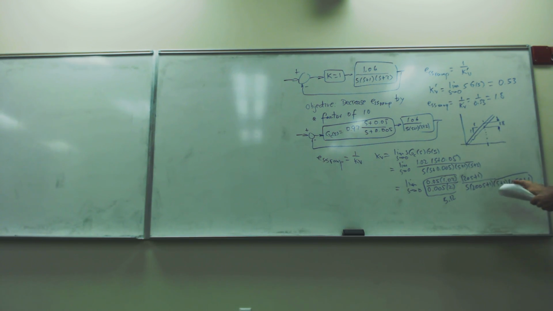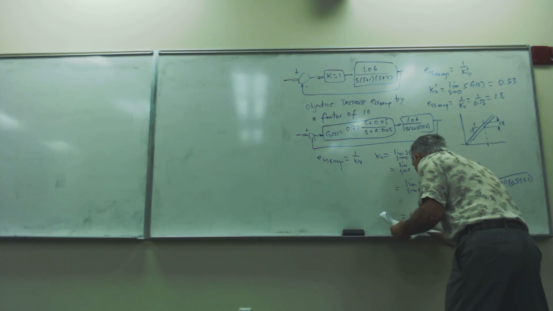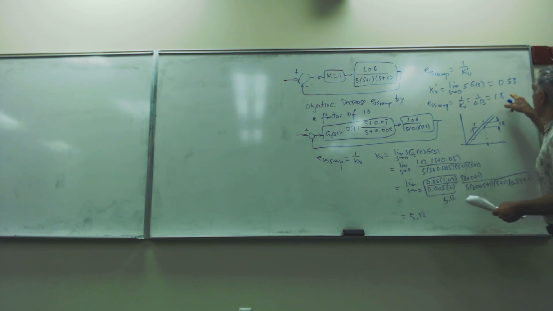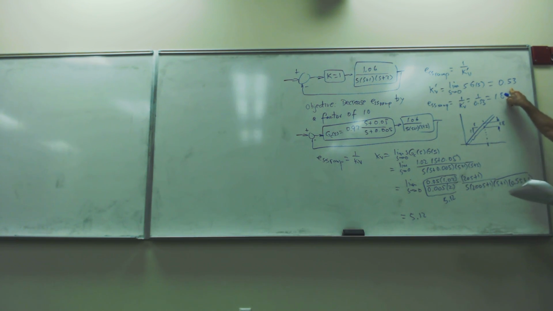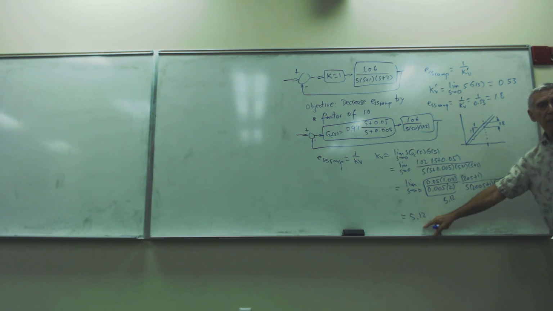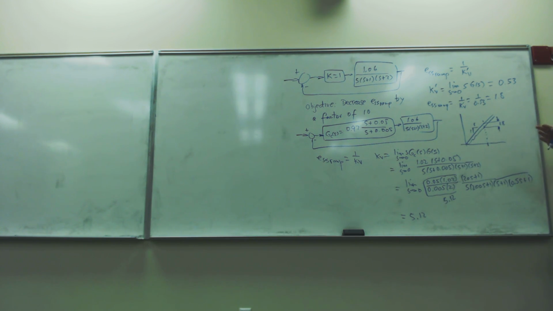Okay, and so you're taking the limit as s goes to 0, and so all of these go to 1. These all go to 1, right? Because s goes to 0 there, and all the way across. So this is just 1, and this is 5.12. So it's equal to 5.12. Compare it with what we had up here, 0.53. So you see that it is in fact a factor of just about 10. If you divide that by 10, you get 0.51, which is close to 0.53.